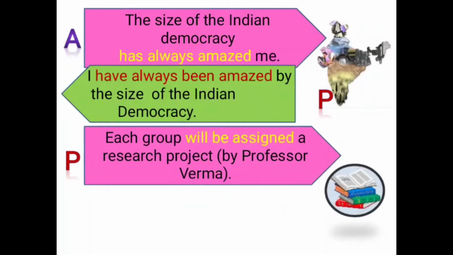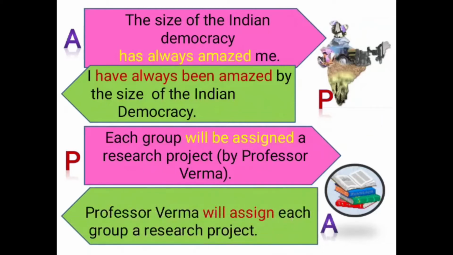Now one more example in passive voice. Each group will be assigned a research project. We are now interested in each group, who will be assigned a research project. We are not interested in who is going to assign. We are interested in who will be assigned. Okay. Now if we have to write this sentence in active voice, we need to tell who assigns it. Then we would use: Professor Verma will assign each group a research project. Now, who is important for us? The doer. That is Professor Verma.